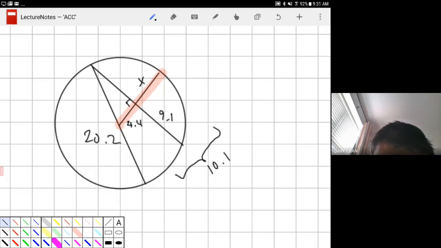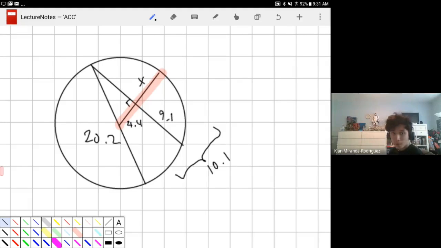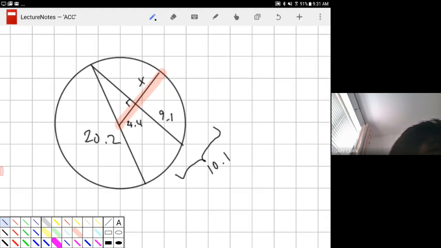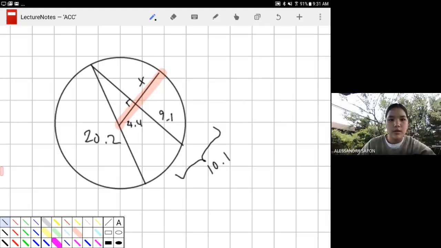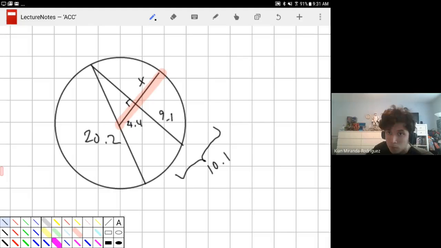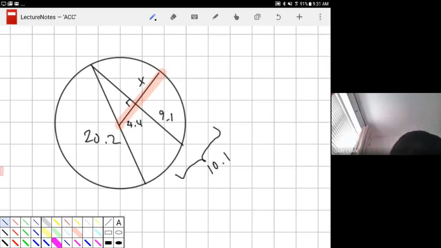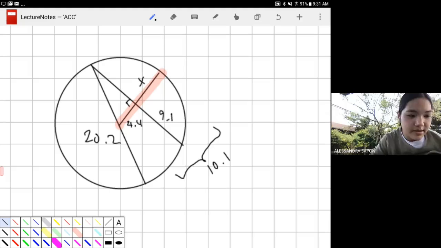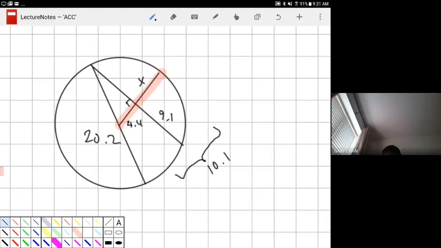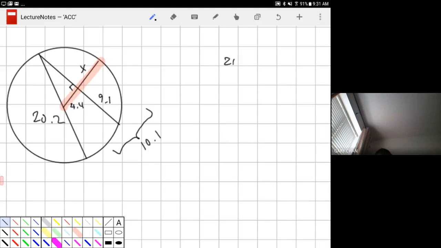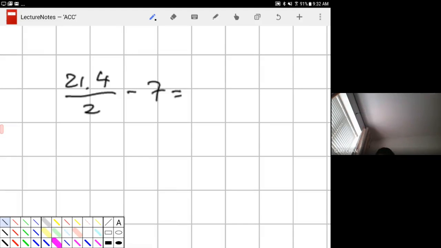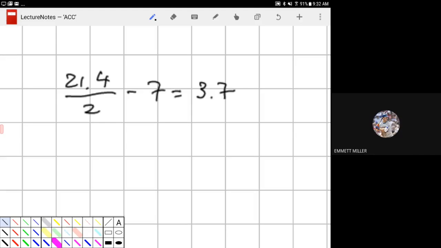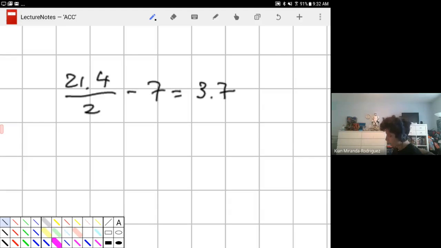All right, so very, very similar problem. What do we do in this case? You divide the diameter again and subtract 7 from it. The diameter 21.4 divided by 2 is 10.7, minus 7. So again, very similar situation. We're going to take 21.4, divide by 2 and subtract 7. And what's that number? 3.7. Wait, 10.7 minus 7 is 3.7. Okay.